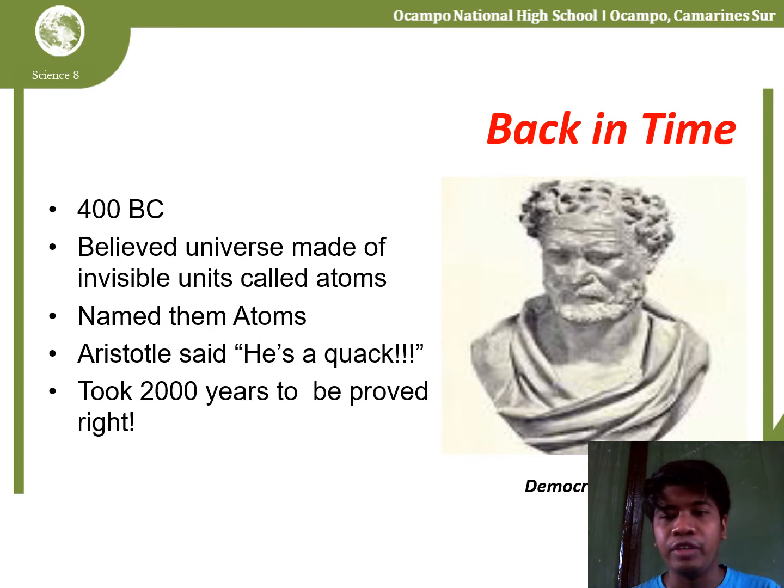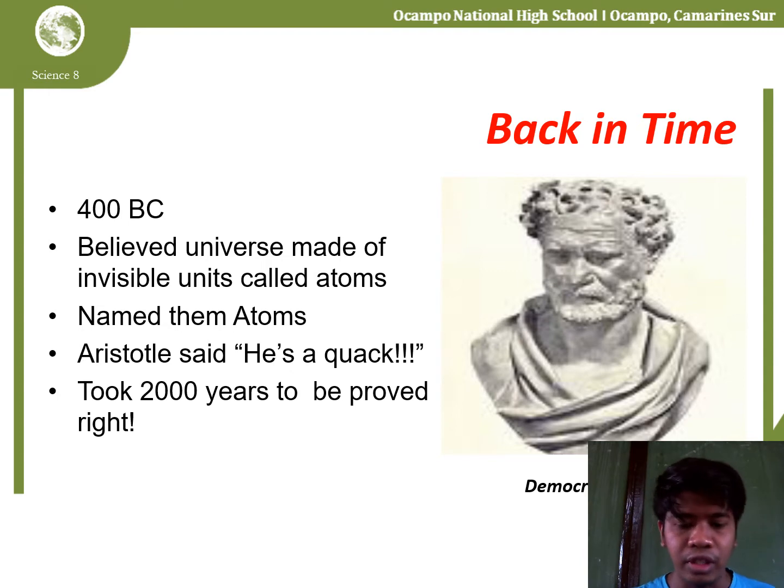And Aristotle even called Democritus a quack. Parang peke na doktor lang or peking scientist or peking philosopher during that time. Kaya it took 2,000 years for Democritus' idea to be reconsidered and proven right with the help of the work of several scientists including John Dalton, Antoine Lavoisier, J.J. Thomson, James Chadwick, and the rest of the company.